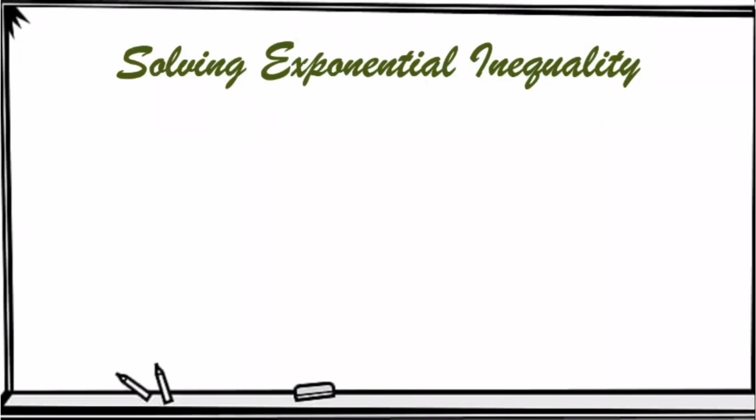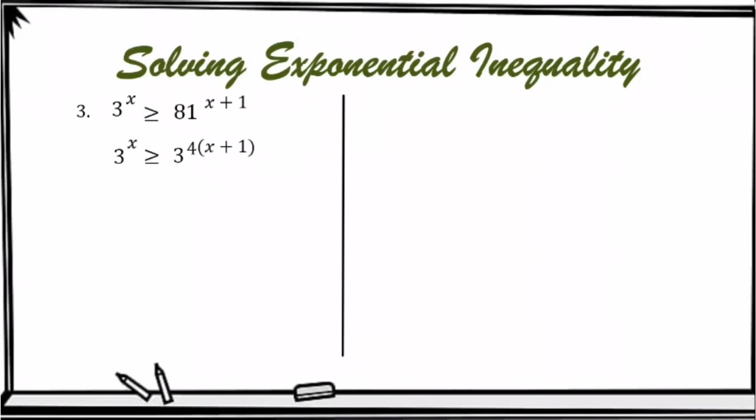Next, let's have example number 3. We have given 3 raised to x greater than or equal to 81 raised to x plus 1. Same with number 1 and number 2, our goal here is to have the same base. Factor 81 as 3 raised to 4 because 3 raised to 4 is equivalent to 81. So our given now is 3 raised to x is greater than or equal to 3 raised to 4 times the quantity x plus 1. Since the given have the same base, focus now on the exponent. Apply the property of inequality for exponential inequality. So we have given x greater than or equal to 4x plus 4.